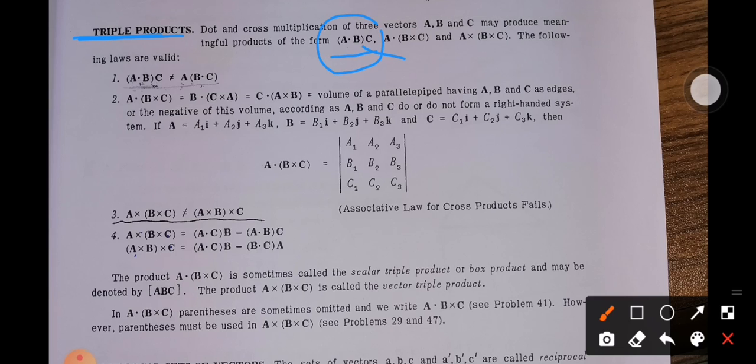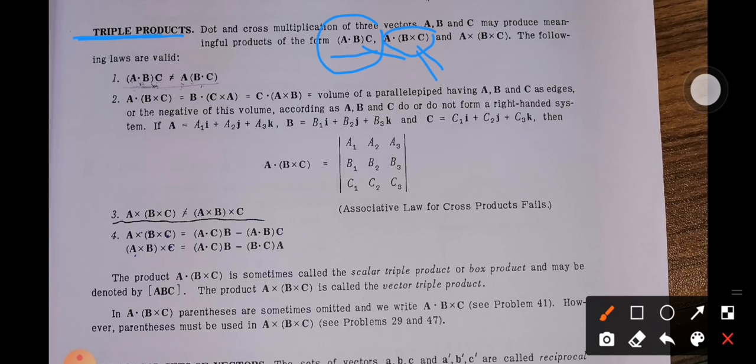And the second one is a dot (b cross c). Here you can see that we first have to solve b cross c, and then we take the dot product of a with the resultant vector, and we generate a scalar quantity. So this is also named the scalar triple product.